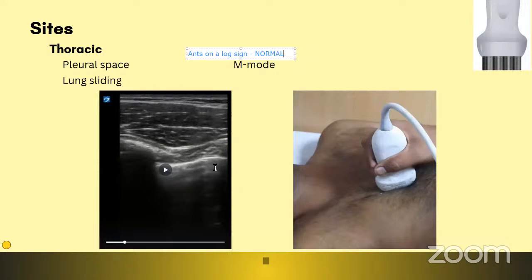So if at all there's no movement of these supposed ants on a log, we can just say that there's no movement between parietal and visceral pleura. They are not sliding over each other. Hence, lung sliding is absent, which is seen in pneumothorax. Since air is getting trapped here, they won't move and slide across each other. Got it?